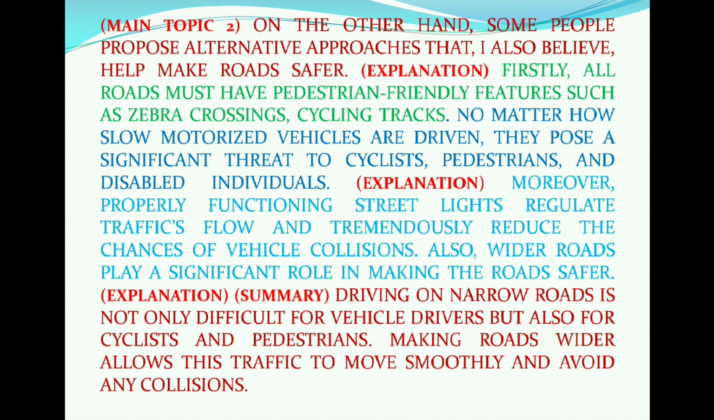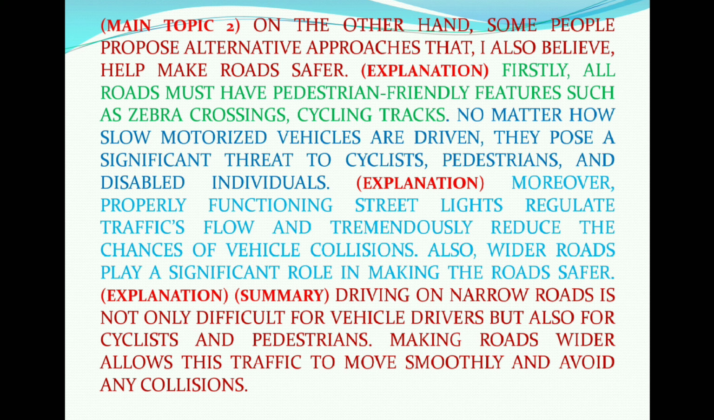Because sometimes 6 p.m. and 7 p.m. are the hours where the accidents are more, because at that time the sun is going to set and there is not much light, right? So at that time street lights should be on, right? So properly functioning street lights are necessary, right?